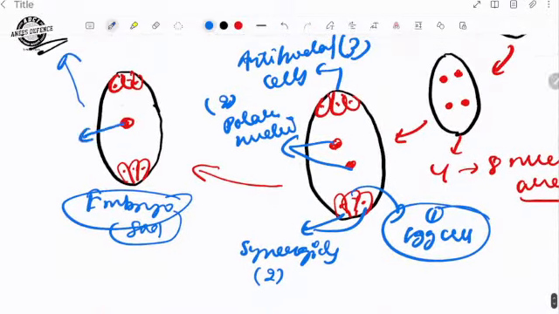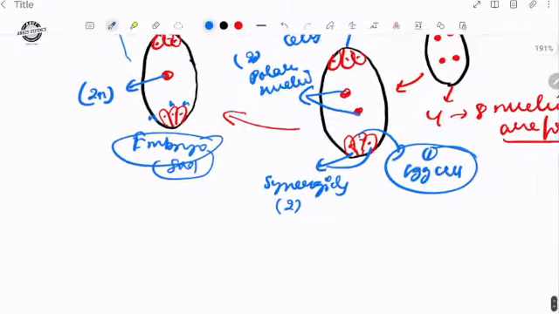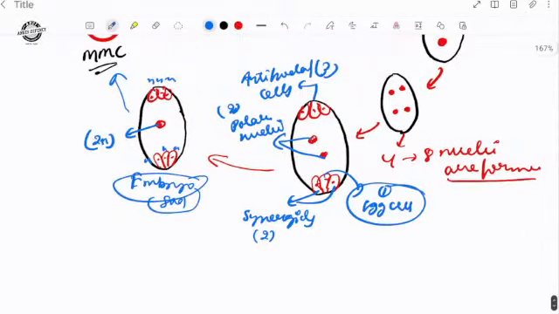The polar nuclei, after both the polar nuclei integrate now, this is termed as 2n, and all are n. This is also n. You should remember which cell contains which type of gamete, diploid or haploid. Understood? This is the formation of gametes.